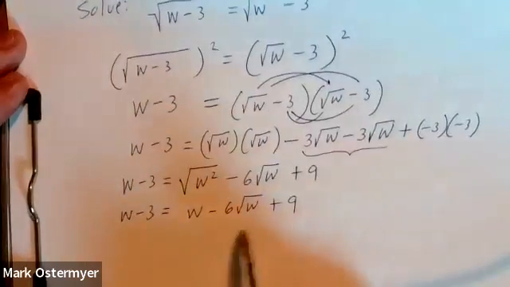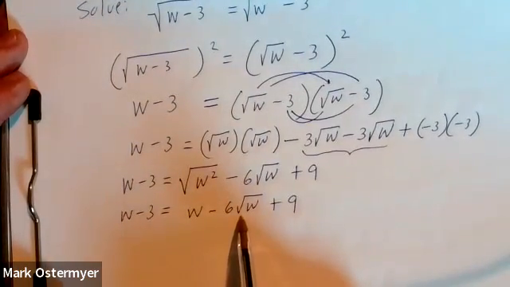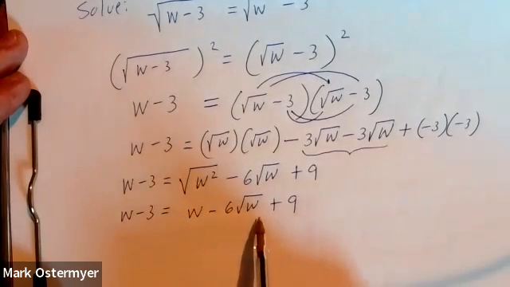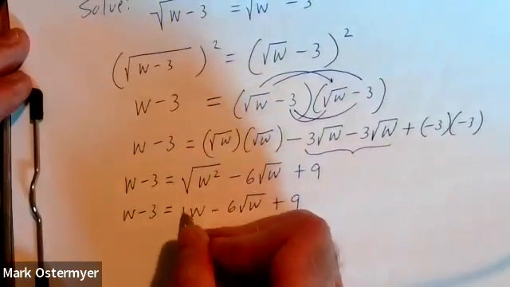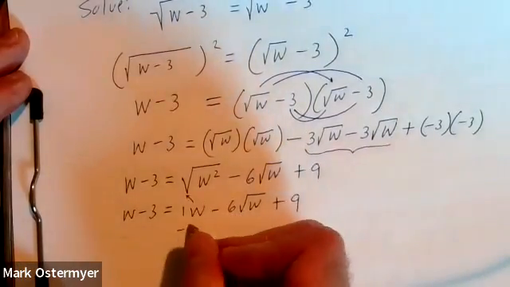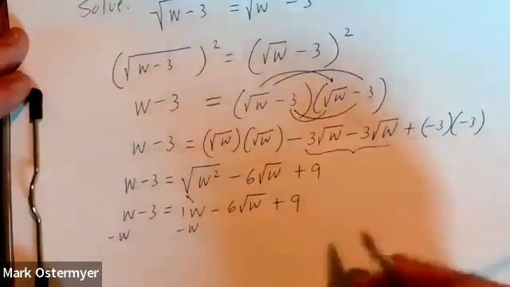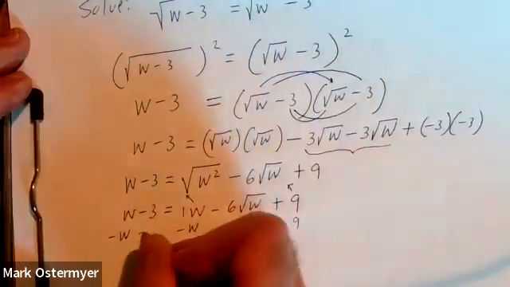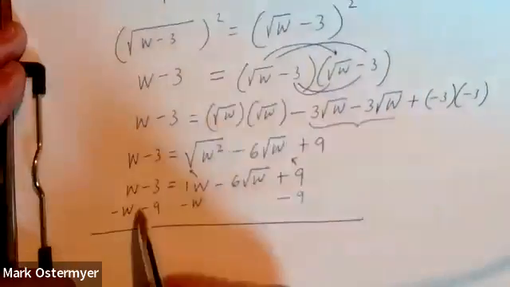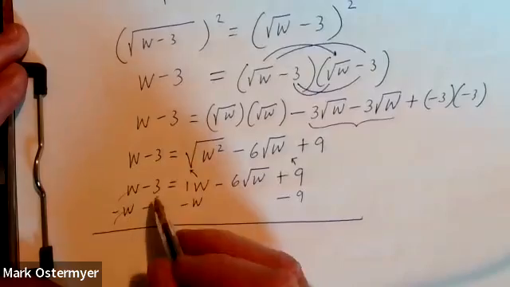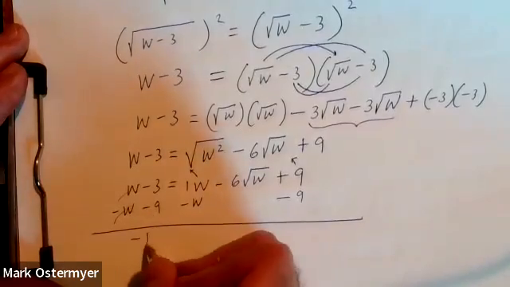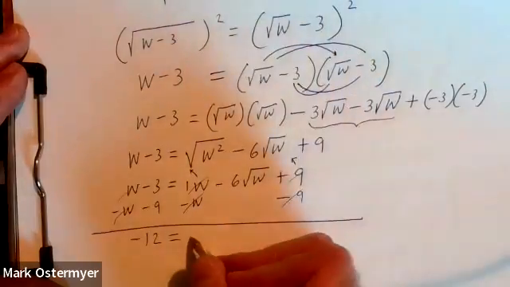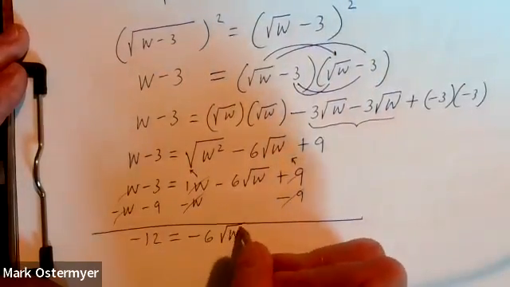All right, now what we need to do is try to isolate the square root on the right side of our equation by dragging everything over to the left side, as we prepare to square both sides one more time. To do that, I'm going to have to bring this w over to the left side by subtracting w from both sides. And then I'm also going to have to bring the 9 over to the left side by subtracting 9 from both sides. W drops out on the left side of our equation, and negative 3 minus 9 adds up to negative 12. The w's drop out on the right, the 9's drop out on the right, leaving us with negative 6 times the square root of w.